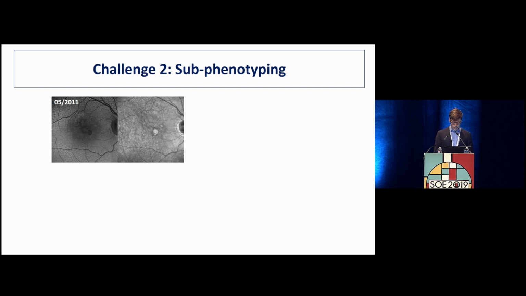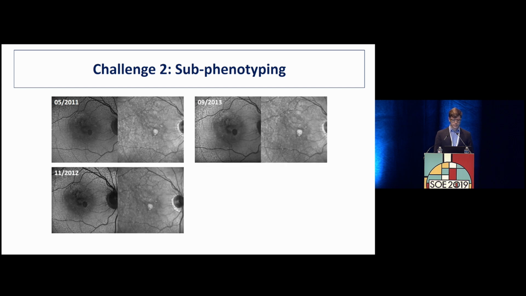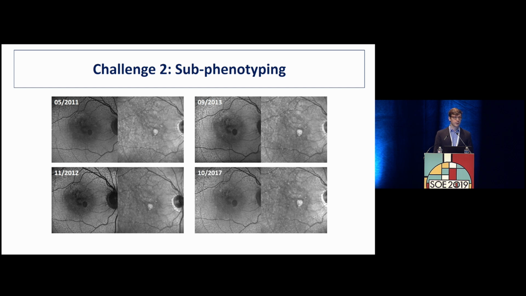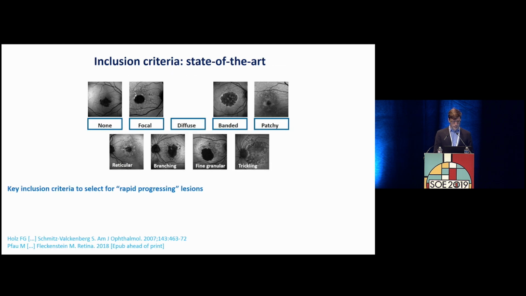So this is a patient with GA secondary to AMD, and as you see, for a very long time, the lesion doesn't expand at all. And of course, such a patient you wouldn't want to have in a clinical trial because it would provide no information with regard to drug efficacy.